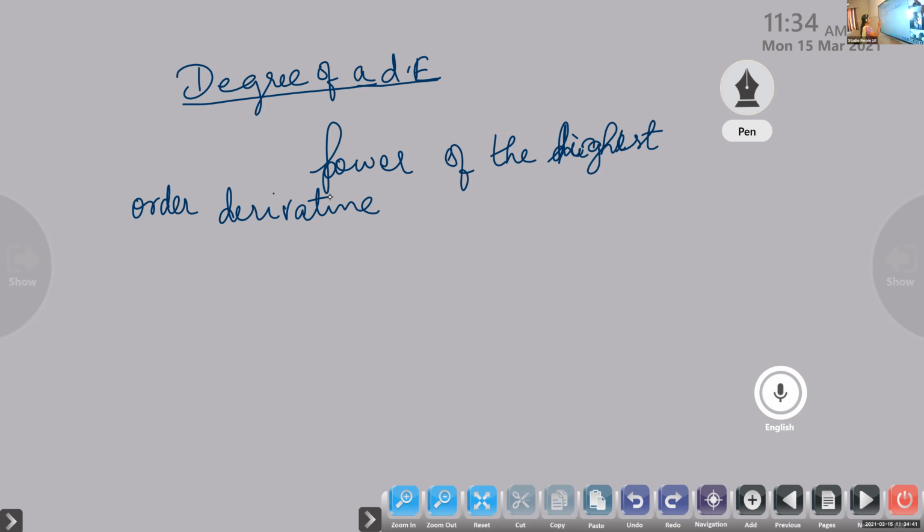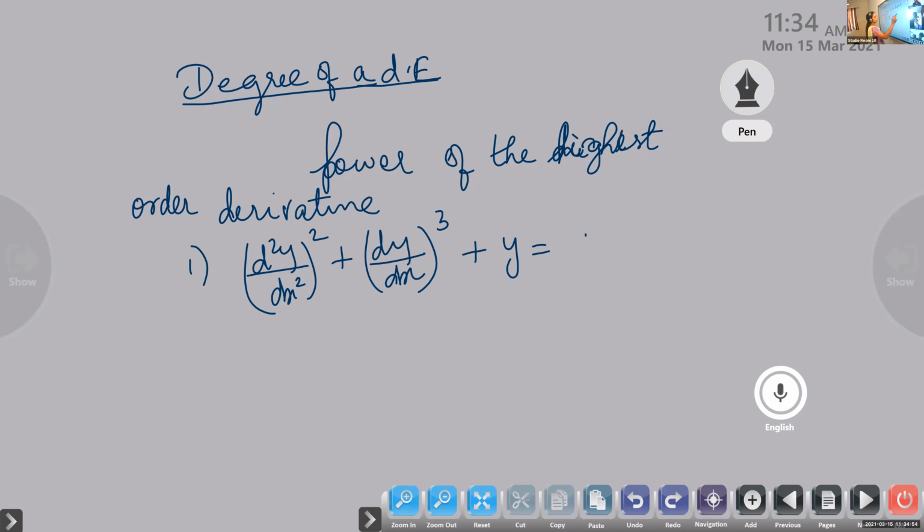For example, listen children, suppose you are given a question like this: d square y by dx square, the whole square, plus dy by dx, the whole cube, plus y is equal to 9. So what is the order of the equation? Whenever you are asked to find the degree, first you find the order. What we have learned about order? It is the highest order derivative present. So the order is 2.